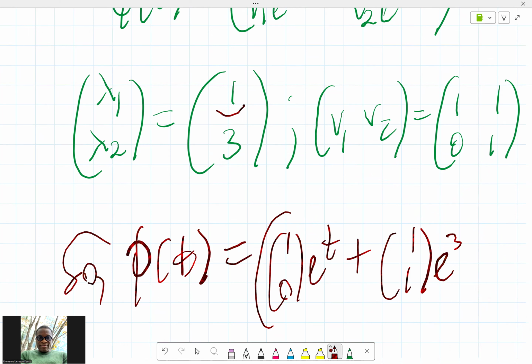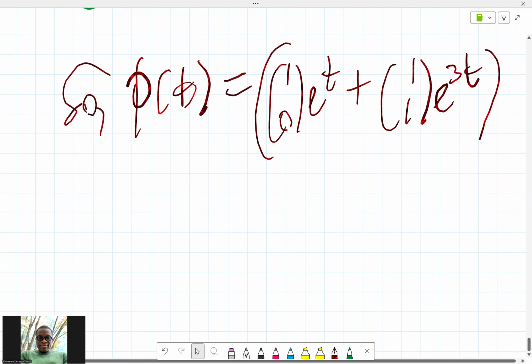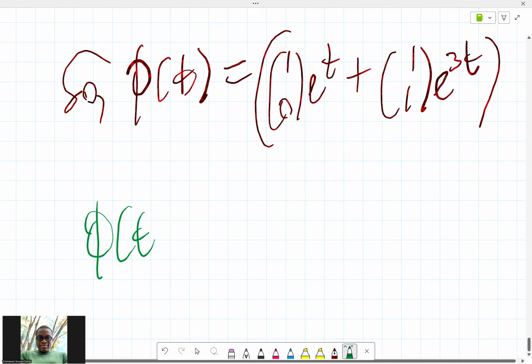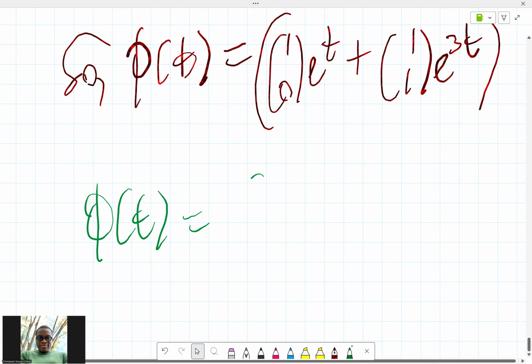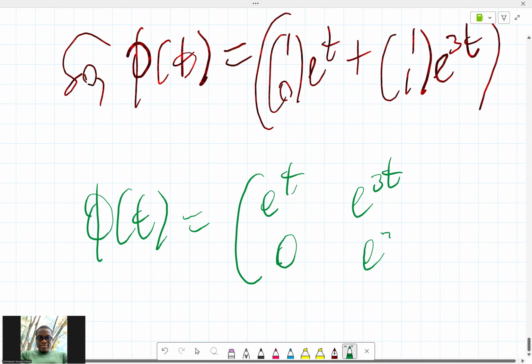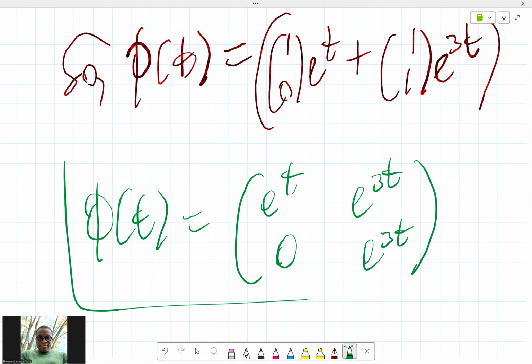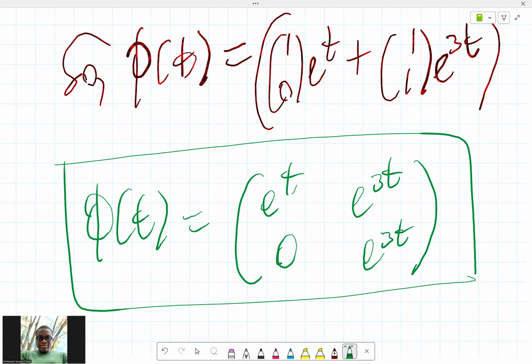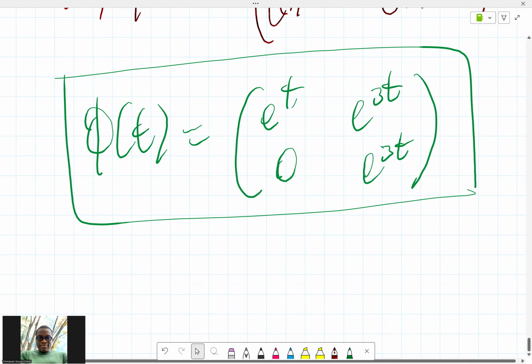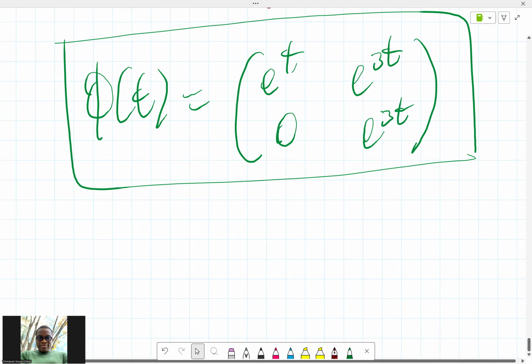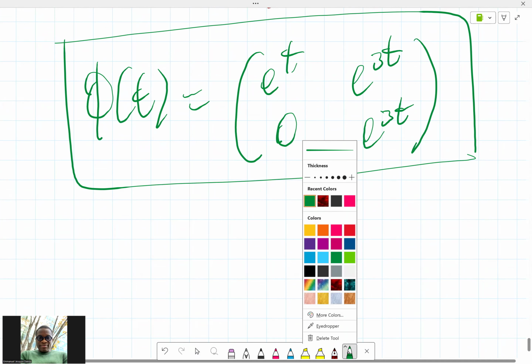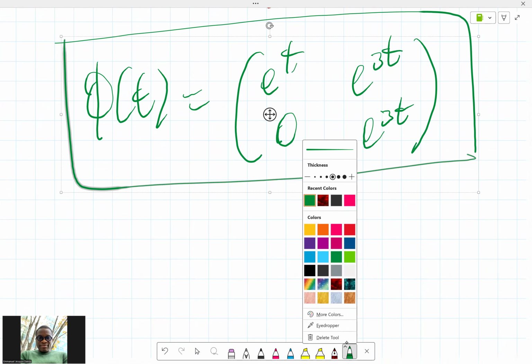Okay, I mean e raised power 3t, and that goes. So we can just tidy that up. So phi of t is simply e raised power t, 0 here, then e raised power 3t, e raised power 3t, basically. And this is our complementary solution or homogeneous solution. So that goes.